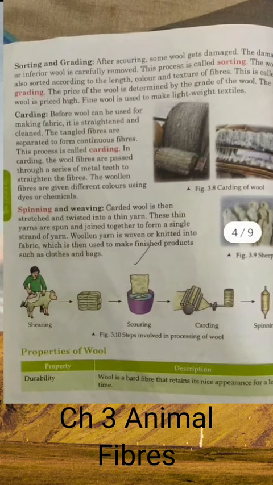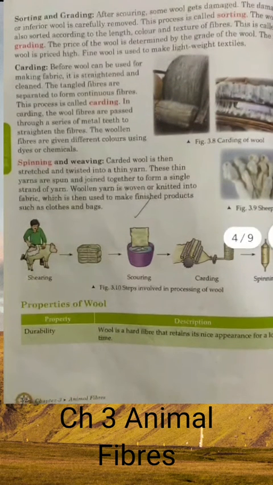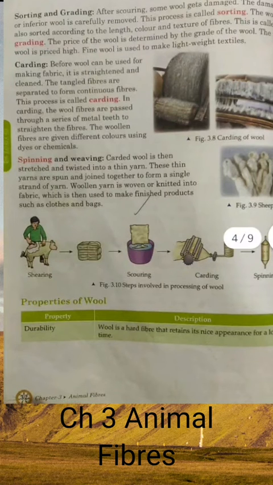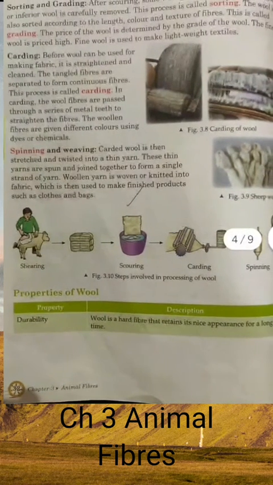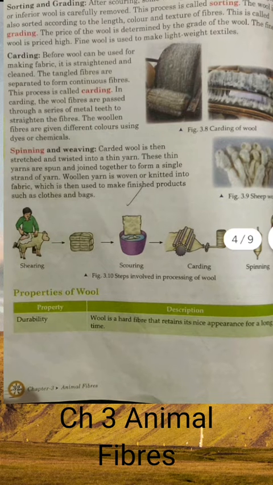Next comes the process of carding. Once the sorting, grading and scouring, everything has been done, we still don't get continuous strands. All the wool fibers, that is, the fleece, would be entangled. So we use a mechanical process called carding. In carding, we use a metallic comb-like structure for making continuous strands, right? It's not the final end product, but it's just for making the continuous strand.